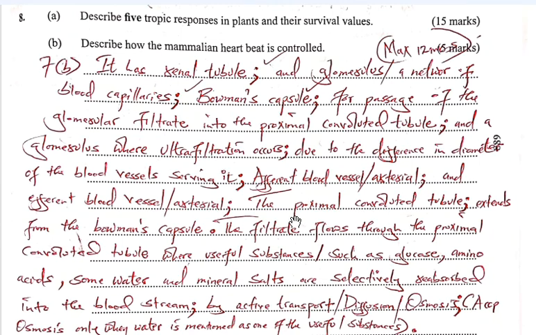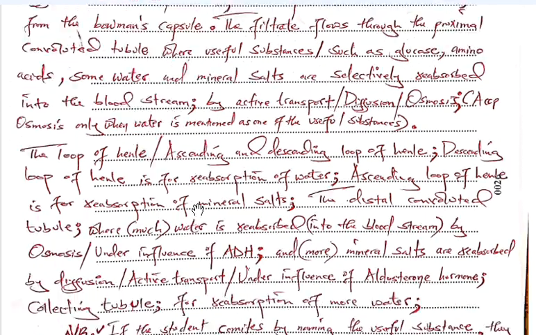Then the proximal convoluted tubule extends from the Bowman's capsule, and the filtrate from the glomerulus flows through the proximal convoluted tubule, where useful substances like glucose, amino acids, water, and some mineral salts are selectively reabsorbed into the bloodstream by active transport and diffusion, and water through osmosis. Then we have the loop of Henle, which has the ascending and the descending part. The descending loop of Henle is for reabsorption of water, while the ascending is mainly for reabsorption of mineral salts.